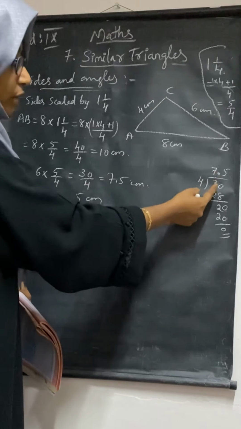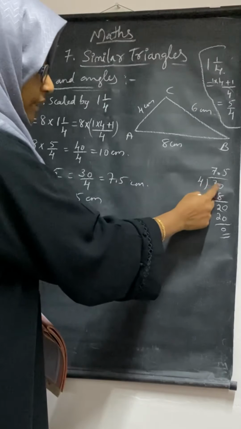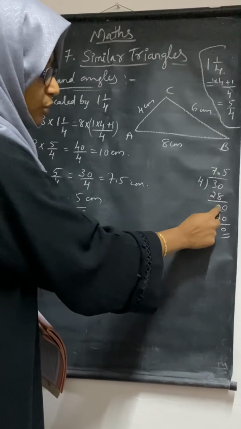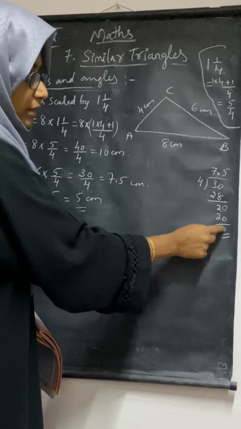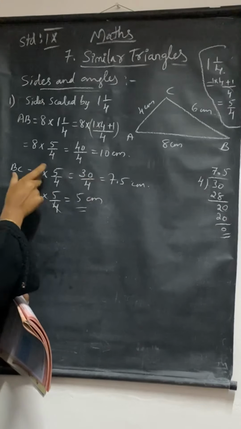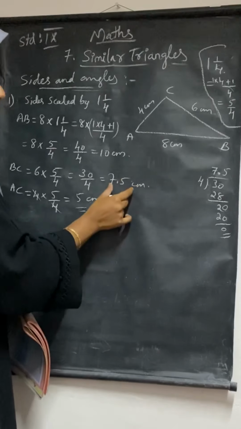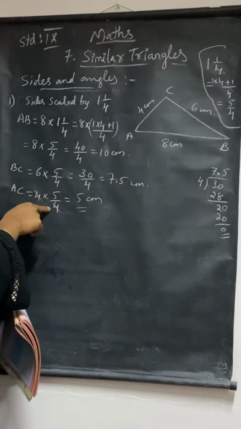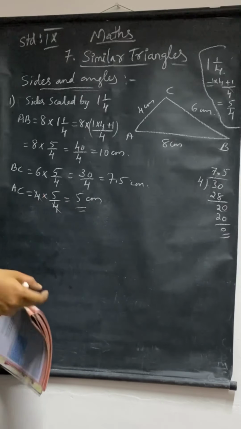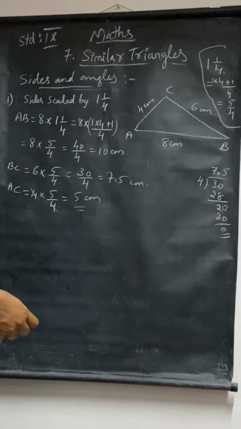When you do the calculation, 30 by 4, 7s are 28, 2 remainder, can't divide, so put a point 0 here. 5s are 20, you will get 7.5. So instead of BC 6 centimeter, you have to take 7.5. Now AC 4 into the same 5 by 4, 4 cancels, 5 centimeter you get. Now these are the numbers you are going to take.